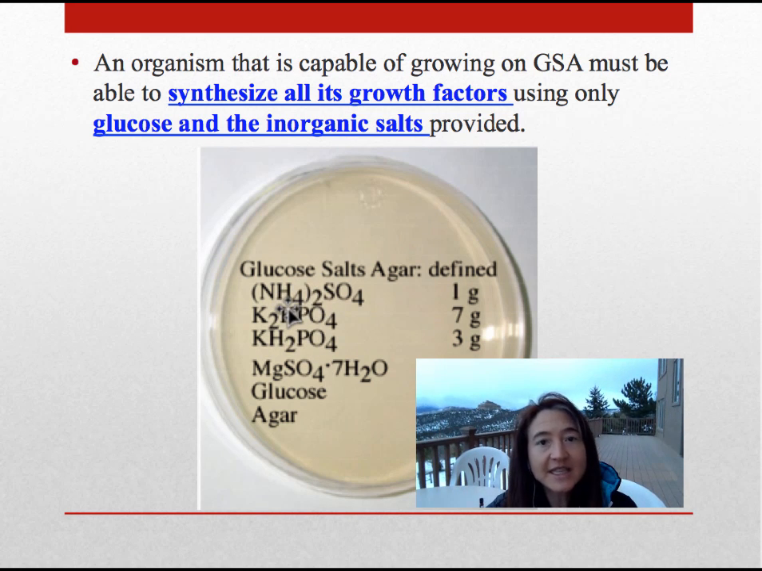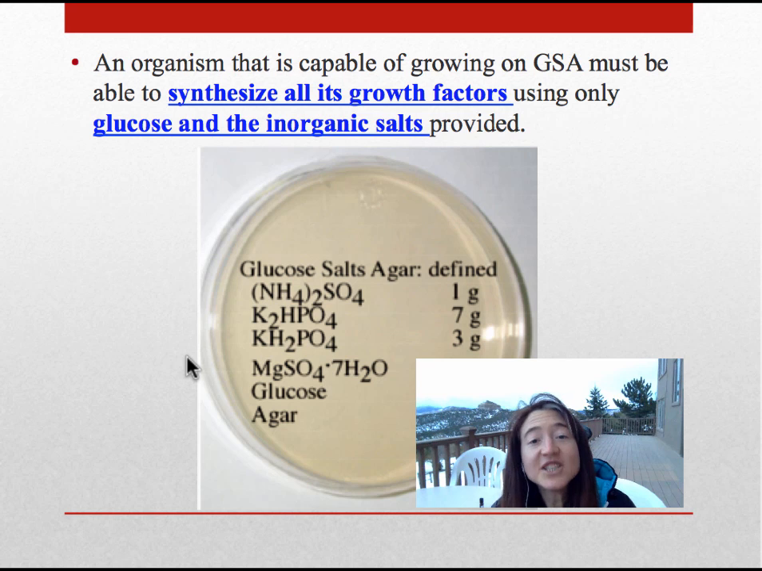So these are the salts that are found in the medium: the ammonium sulfate, potassium phosphate dibasic and monobasic, magnesium sulfate, and of course the glucose that we mentioned is the only organic component. So this is all that you find in GSA. It is defined, right? It is a minimal or simple medium, right? Very minimal, very little. And a bacterium that grows on this has to be very resourceful. It has to be able to build all of its own growth factors from just these few ingredients.